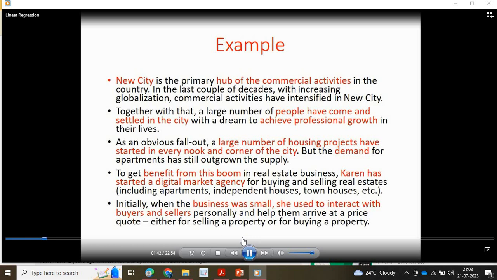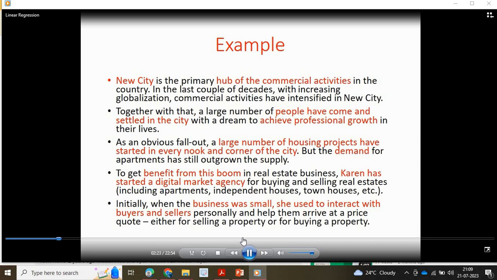Consider a new city established by the government. It is the primary hub of commercial activities in the country. In the last couple of decades, with increasing globalization, commercial activities have intensified in the new city. Together with that, a large number of people have come and settled in the city with a dream to achieve professional growth in their lives. As a large number of housing projects are started in every nook and corner of the city, there is a demand for apartments, but there is no supply for the demand.